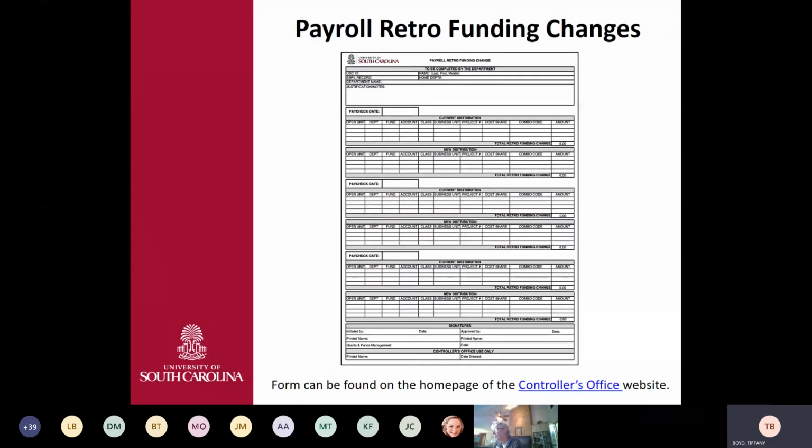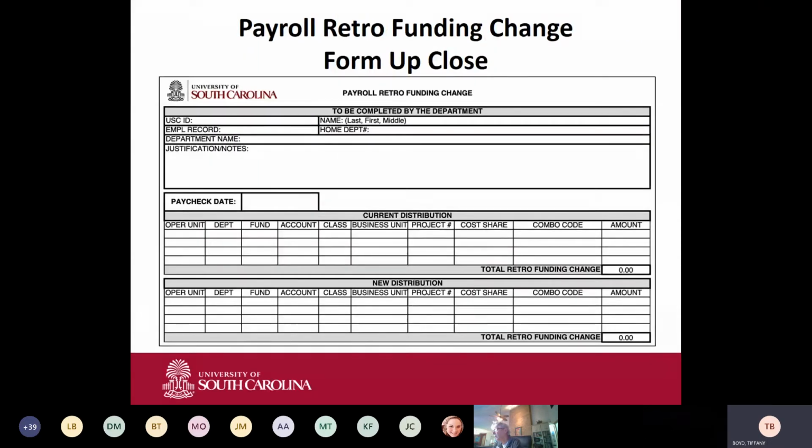So this is what the form looks like, and it can be found on the homepage of the Controller's Office website. And if you get closer, just remember the paycheck date needs to be the original pay date and not the retro pay date. We're still sending back quite a few forms because they're putting the RPay date. And remember, the original paycheck date is what we're using to calculate the 90 days, not the retro pay date.